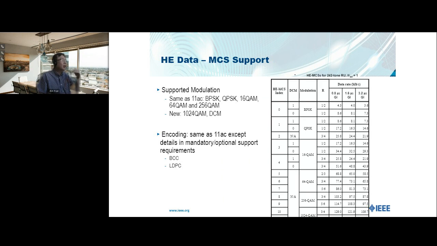So now let's talk about the data portion. Just like AC, we support BPSK, QPSK, 16 QAM, 64 QAM, 256 QAM, and we add a new 1024 QAM and the DCM in the modulation. And the encoding, the same as AC, we support both BCC and LDPC. The only difference is that now the requirements, what's mandatory and what's optional, for LDPC and BCC change.